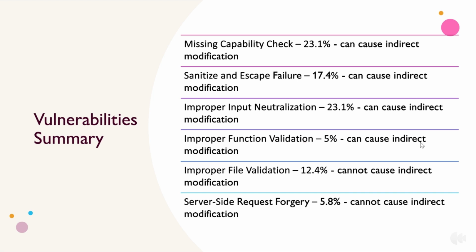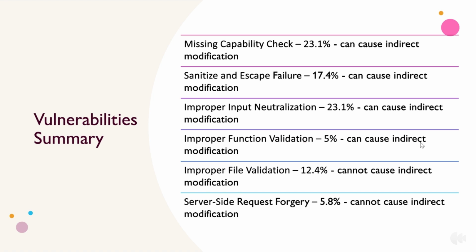Next up is something called a sanitize and escape failure. Basically what this is, it involves the cleaning of input of any sort of extra characters or anything like that, and the performance of escaping the output from the model. And oftentimes this vulnerability involved this sort of process failing at some point, which can lead to bypassing and can cause indirect modification. Next up, we have improper input neutralization, which involved 23% of the vulnerabilities.